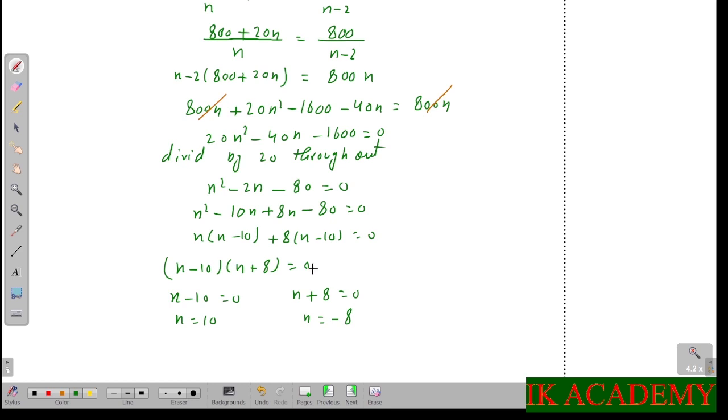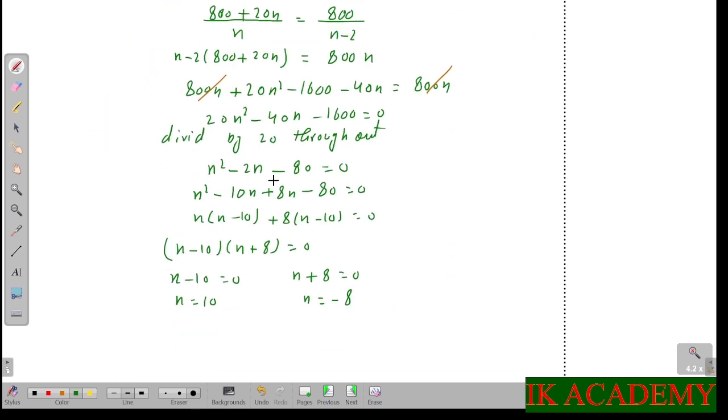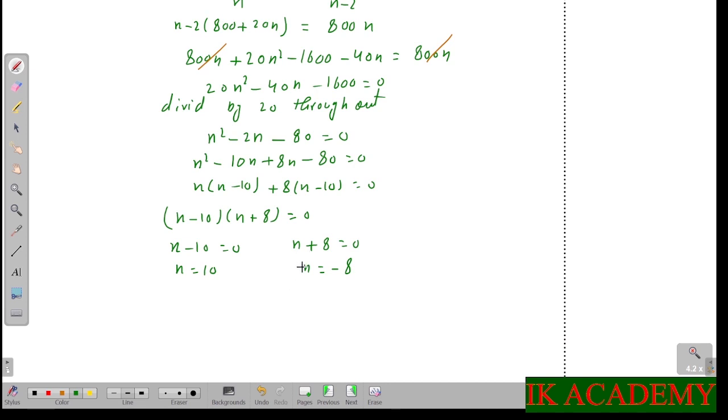So in the question we wanted to know how many friends were going to the trip. Because friends are positive integers, we are going to ignore the minus sign. Ignore it, because the people are not negative. Ignore the negative number. So it means 10 friends were going on the trip.